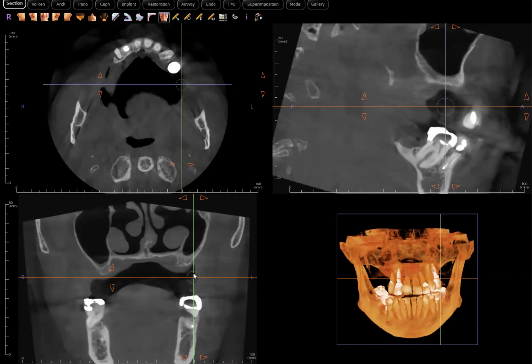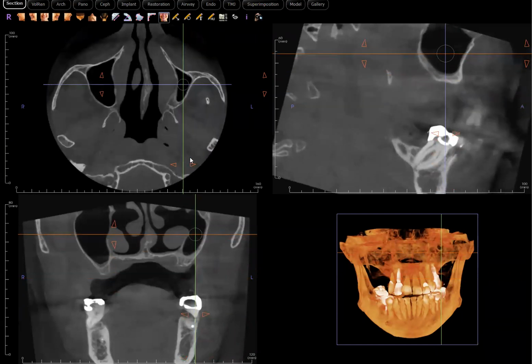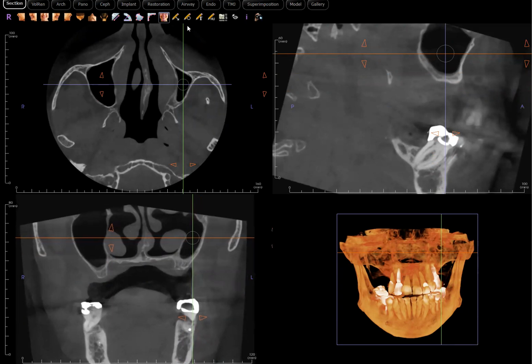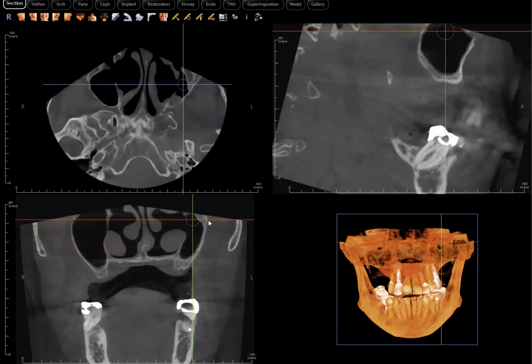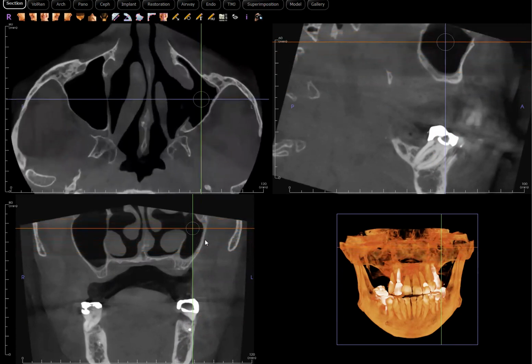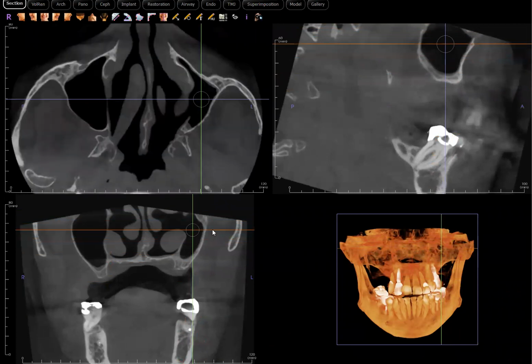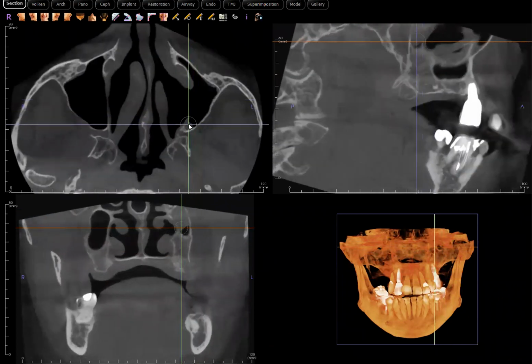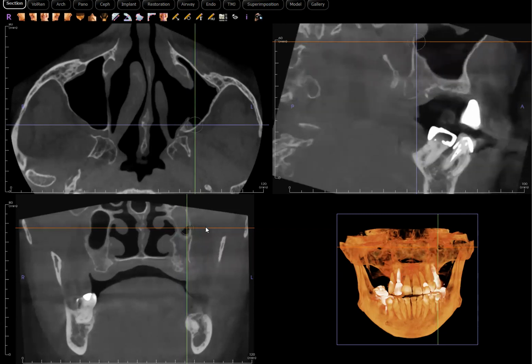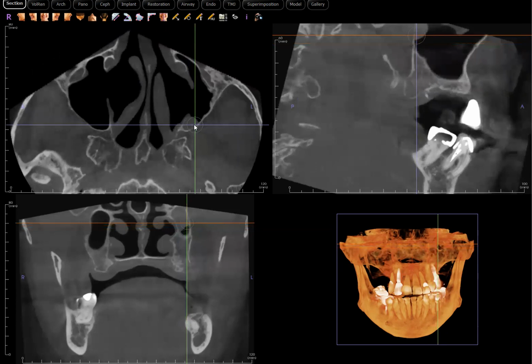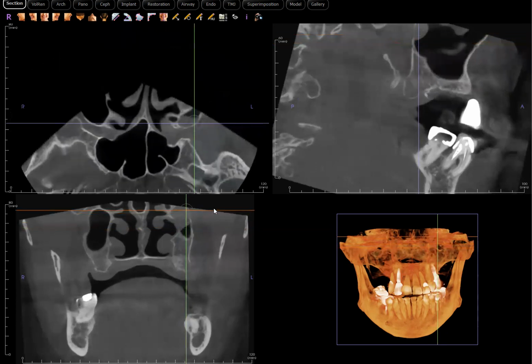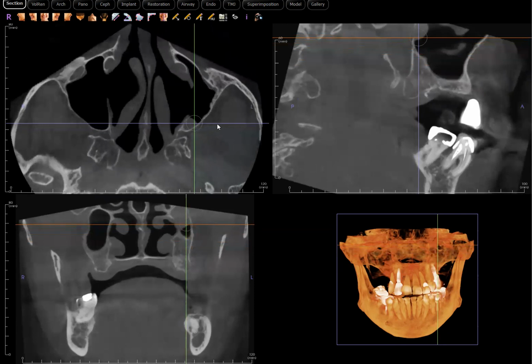So this was taken approximately, again, a year after the previous scan. And now you see how much clearer the left maxillary sinus is. So let's scroll up and down. And besides the posterior aspect, right here, the majority of the left maxillary sinus is now clear. So that's a remarkable improvement.